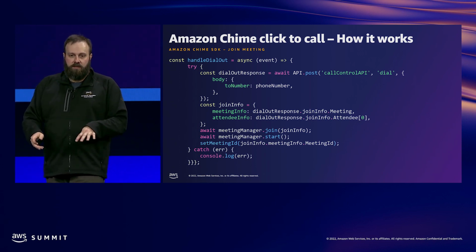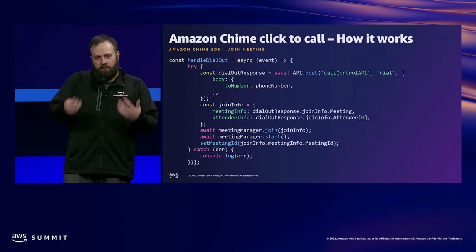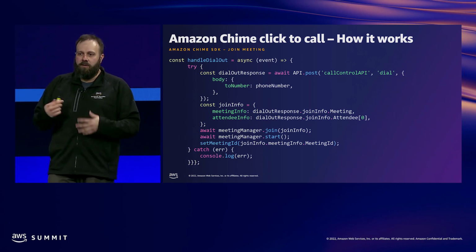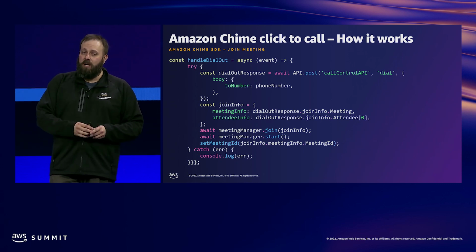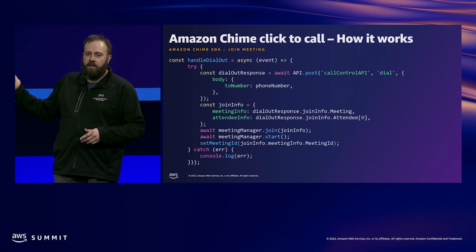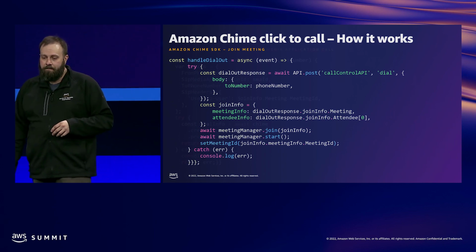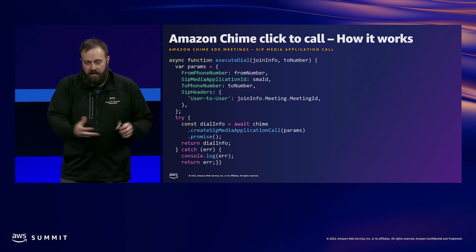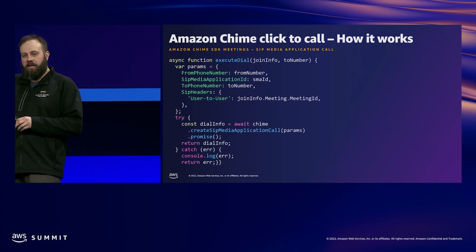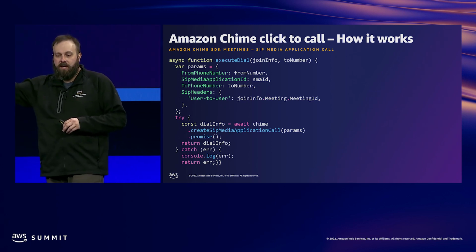Now, this particular demo doesn't include video. You would need to build a video tile and some other components for controlling that. But for simple audio, this is just about all that it takes. And you'll see it in the code if you take a look at that demo. At the same time that I'm creating that meeting and I'm joining that meeting from the client, I also have to make a call out to the PSTN.